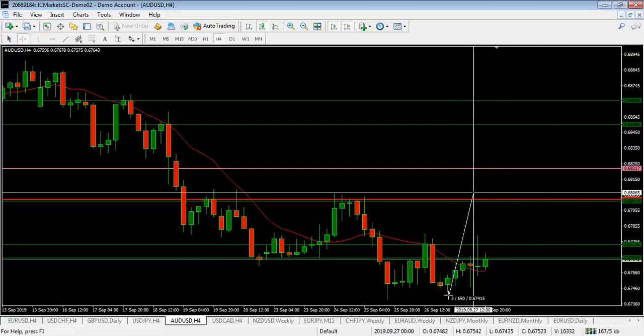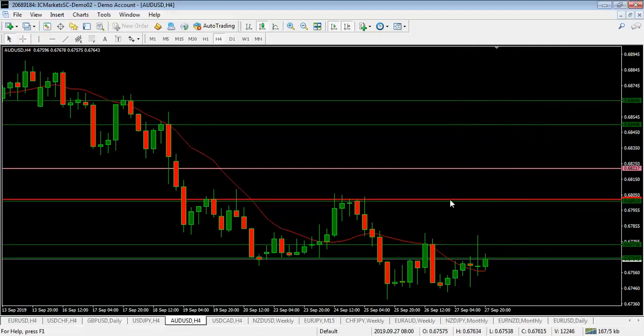See, 62 pips. But by entering at this level, you already reduce your risk. Or let's say you even set your stop loss some few pips below, because when the market breaks this level, it becomes a support, right? It becomes a support, and I want you to observe something here.